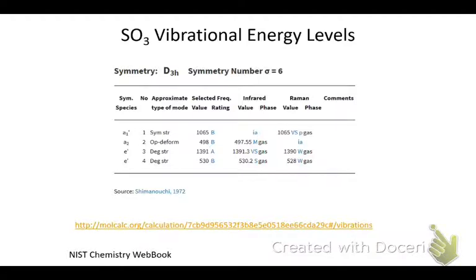If you want to see what these motions actually are, you can go to this MolCalc site here, and you can actually look at little movies of the vibrational modes of sulfur trioxide. That way you can see the different modes and see the spectra.